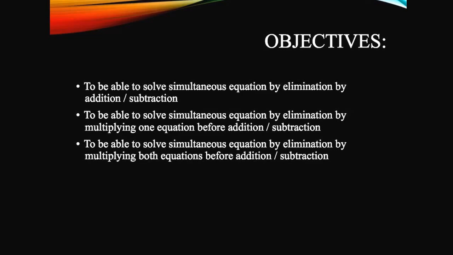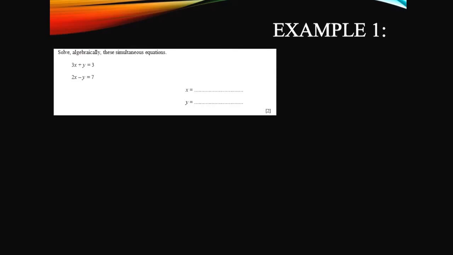Let's have a look at an example. In this example it says solve algebraically these simultaneous equations. We've got two equations, 3x plus y is 3 and 2x minus y is 7.